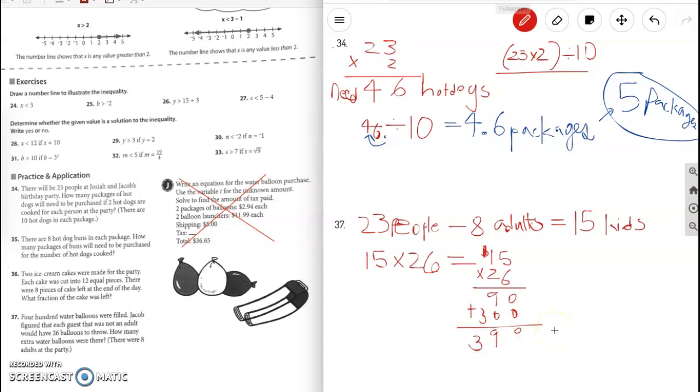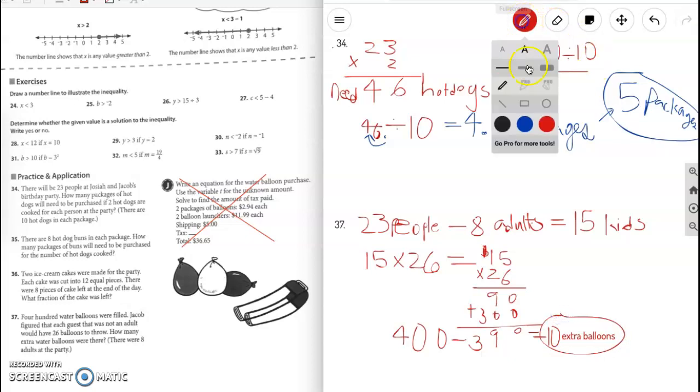All right, they're going to be using 390 balloons, all these children. Okay, then how many are going to be left over? Well, there were 400 originally, and 390 are going to be used. So 400 minus 390 is 10 extra balloons will be left over.